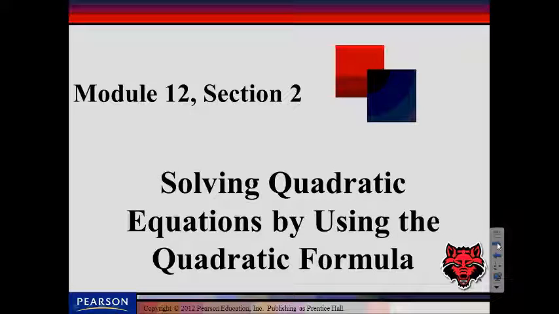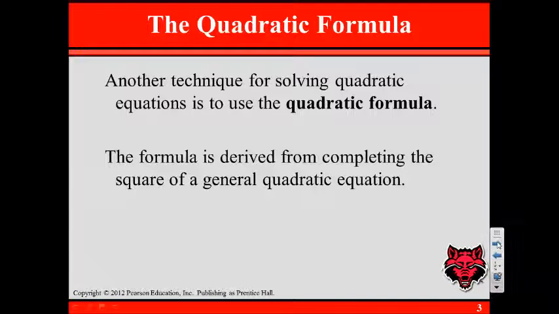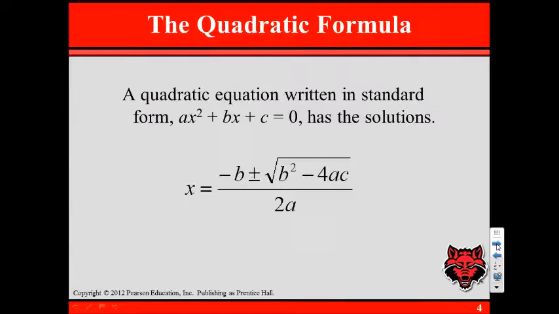In Module 12, Section 2, we will discuss solving quadratic equations by using the quadratic formula. Another technique for solving quadratic equations is to use the quadratic formula. This formula is derived from completing the square of a general quadratic equation. A quadratic equation written in standard form, ax squared plus bx plus c equals 0, has these solutions.